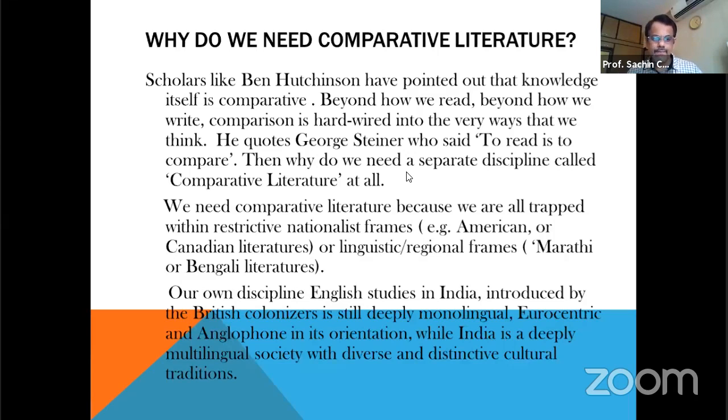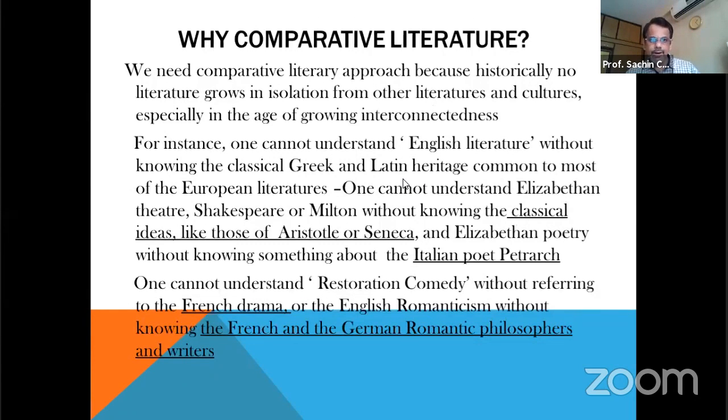For example, we talk of Bengali literature or Gujarati literature. All these are modeled after the idea of English studies. And that's why all these monolingual disciplines have a mismatch with the multilingual realities of the society. And in order to address this mismatch, we need something like comparative literature. This is my take on the whole question. And I would like to go a bit further.